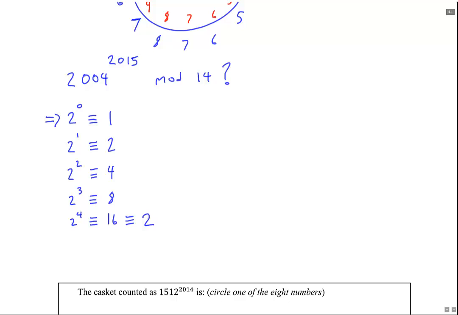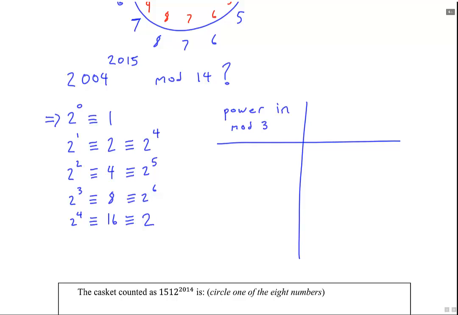So our number 2 is actually the same as 2 to the power 4, and we notice that a pattern begins here, because 2 to the power 5 will also give us the next number, and then 2 to the power 6 will give us the next number, and so on and so on and so on. So if the power is looping in a cycle of 3, we can actually convert that to the answer for this big number of 2015. So the power in mod 3, there's really three options.